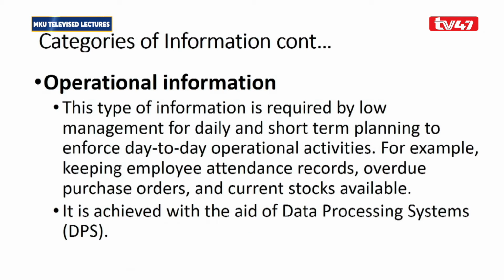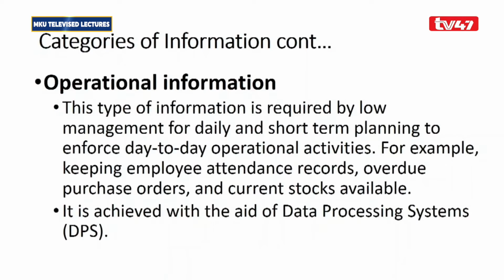Then the other level, which I said is the operational level kind of information, we are calling it the operational information. And this type of information is required by low management for daily and short-term kind of planning. So the kind of information that we process on a daily basis, the kind of information we use for short-term planning of the organizational processes is what we are calling the operational kind of information. And then an example is like maybe keeping employee attendance records on how they are attending work, overdue purchase orders, and even current stocks that are available.